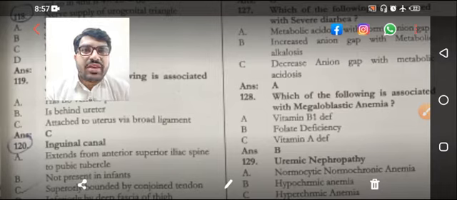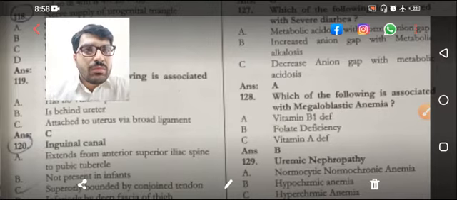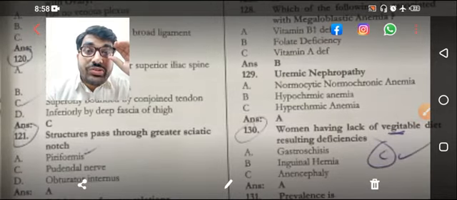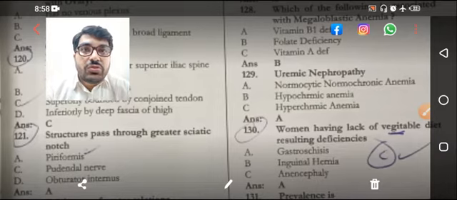B12 lies in the animal sources. If a person is non-veg, then folate deficiency is the right answer, because folate lies in the plant sources. Cooking destroys which vitamin? The answer is folate. So most of the time we are using reheated food, so the females are deficient in folate, so they should take folate.